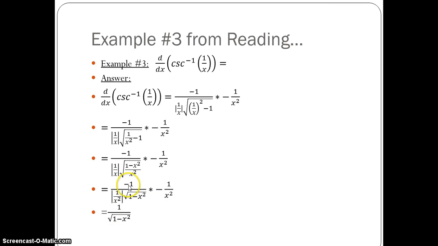And what we've got is negatives that cancel out and 1 over x squareds that cancel out, which just leaves us 1 over the square root of 1 minus x squared, a common derivative that we will see later on in the course.